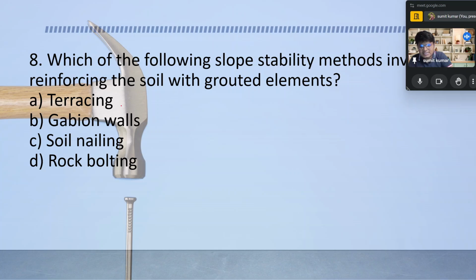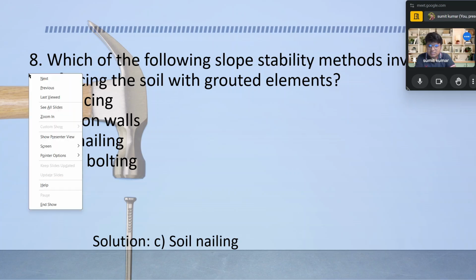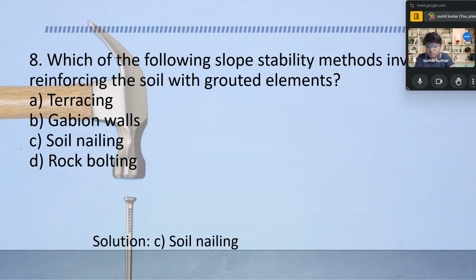So, terracing, gabion walls, soil nailing, or the rock bolting. So, as the option suggests, only the soil nailing is going to be correct answer to provide a type of reinforcing soil with the grouted element. Over here, this option only is the correct option, right? So, this option C is going to be our correct answer.